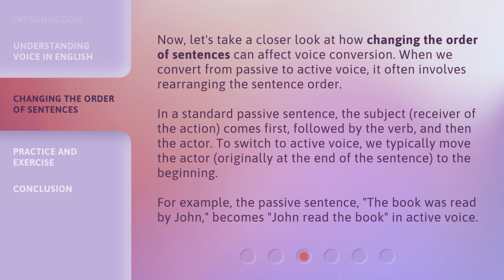In a standard passive sentence, the subject, receiver of the action, comes first, followed by the verb, and then the actor. To switch to active voice, we typically move the actor, originally at the end of the sentence, to the beginning. For example, the passive sentence, "The book was read by John," becomes, "John read the book," in active voice.